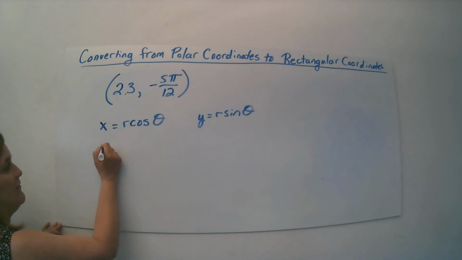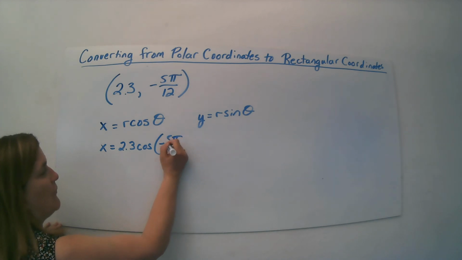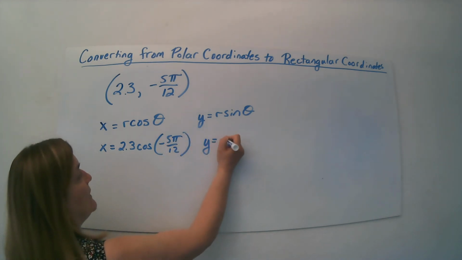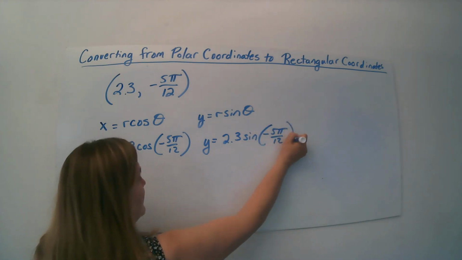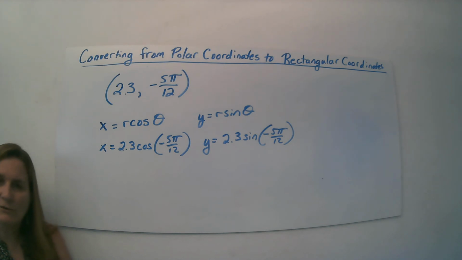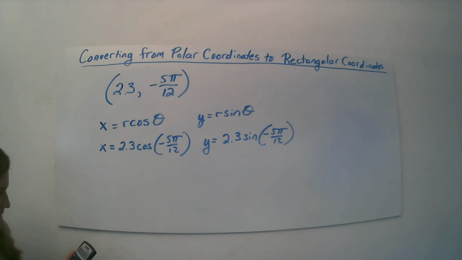We pop in those values, so we have 2.3 cosine negative 5 pi over 12, and we have 2.3 sine negative 5 pi over 12. Now negative 5 pi over 12 isn't one of my special angles, so let me use a calculator and find a decimal approximation for it. So make sure your calculator's in radians. I'm going to take the cosine of negative 5 pi divided by 12, and I'm going to multiply that by 2.3.